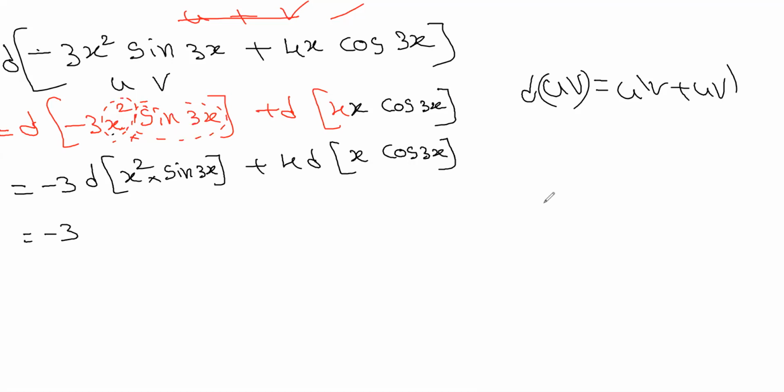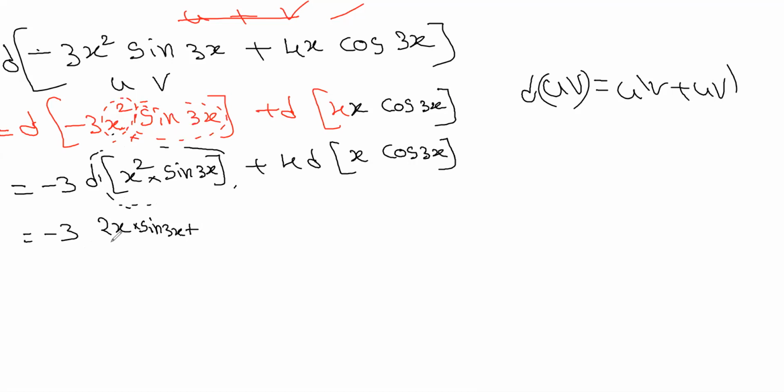So what will be the next step? Oh, okay. So that's minus 3 into 2x into sine 3x plus 4 into cos 3x. First finish this one.